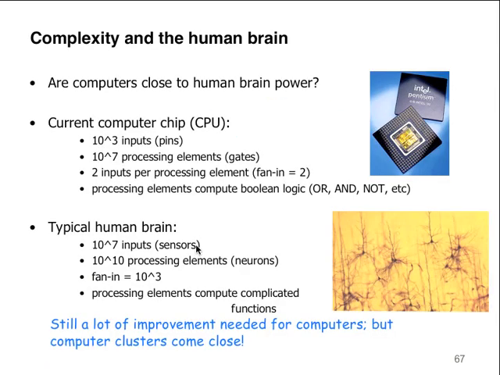So, complexity in the human brain. Computers are close to human brain power, or are they? That has been the age-old question ever since the Turing test. Can a computer really match it up? There are some things that computers do better than humans. Calculations, for that matter: computers do a much better job than humans. And there's no learning curve. You just plug them in and they work.